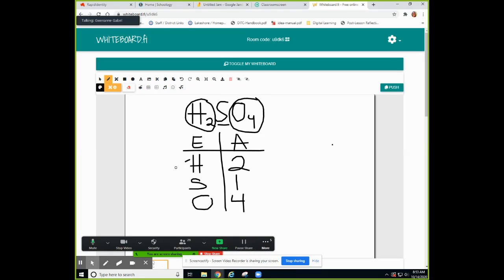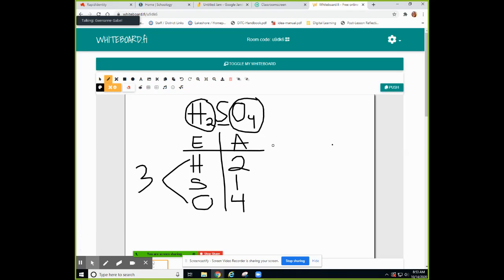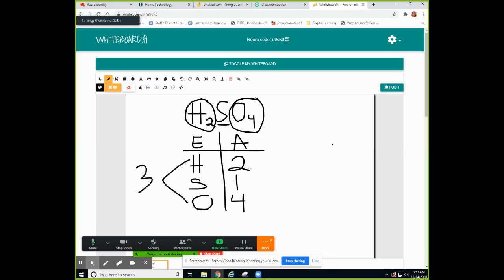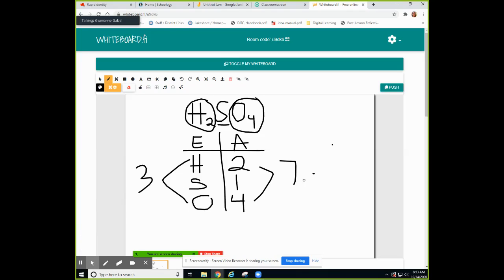Our total elements are 3. 3 different elements. But we have a total of 2 plus 1 plus 4, 7 atoms. 3 total elements, 7 total atoms in this whole chemical formula, okay?